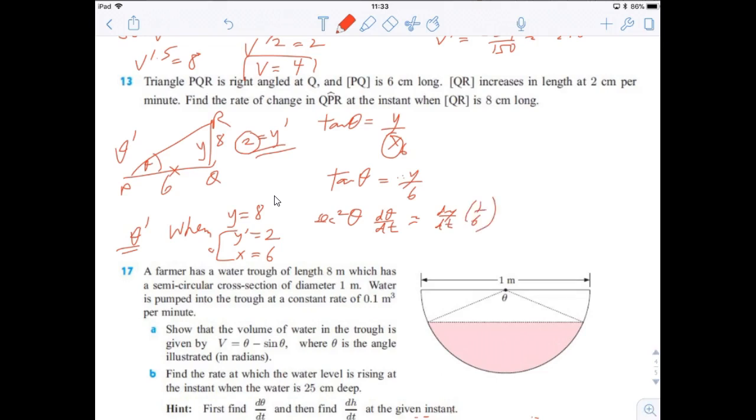And now maybe we can substitute stuff in. We already used x equals 6. Y dash equals 2, that would go here. We need to figure out what theta is at the instant when y equals 8. Let's see, we would use this equation here. So tangent of theta equals 8 divided by 6 equals 4/3. So what would be the inverse tangent of 4/3?